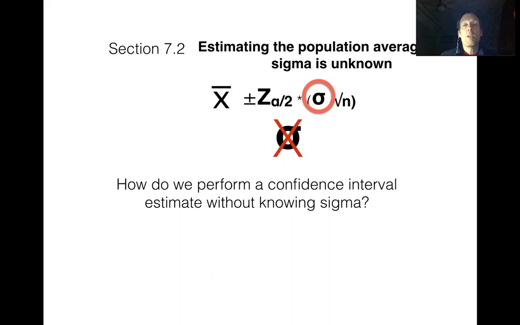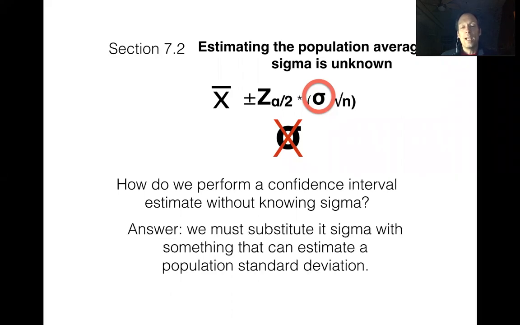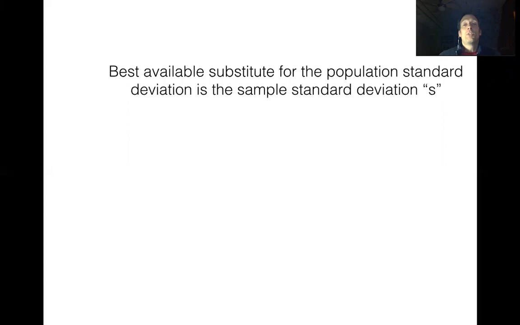7-2 is how to calculate the population average when we don't know sigma. That being said, how can we do the job? How can we still calculate the interval if we're missing a number? The answer is we're going to have to use something as an estimate for sigma inside the formula. What then do we use? The best estimate that we can use for sigma is the sample standard deviation S.